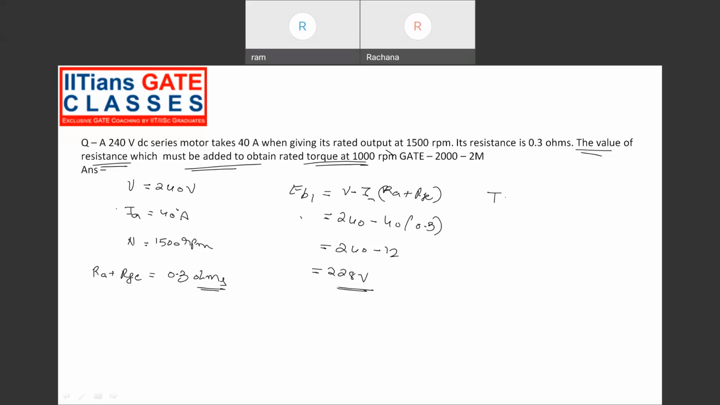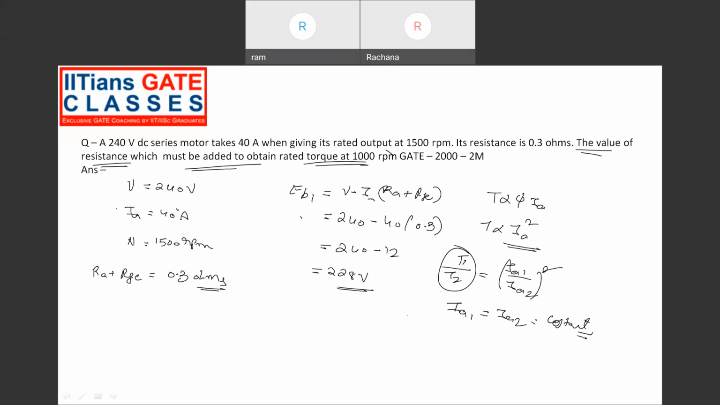You know that torque is proportional to flux into Ia, where flux is also proportional to Ia. So in a series machine, torque is proportional to Ia square. So T1 by T2 equal to Ia1 by Ia2 whole square. They have specified rated torque, so there is no change in the torque. So Ia1 equal to Ia2 equal to constant, which means the flux is constant.